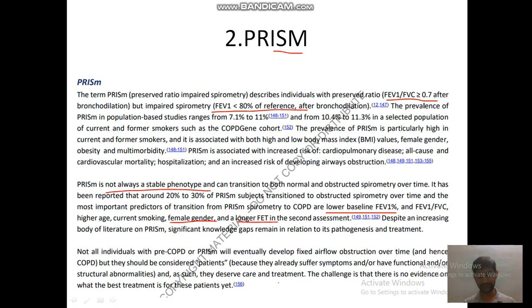And one more thing which he adds here is that we should call these PRISm candidates patients, because they suffer from symptoms and they have low FEV1. And what is the exact treatment of these PRISm patients is not yet clear. It is based on the symptoms. If the patient has breathlessness or wheezing, we need to put him on a bronchodilator. But what bronchodilator exactly is not yet clearly mentioned. It is up to your clinical acumen.